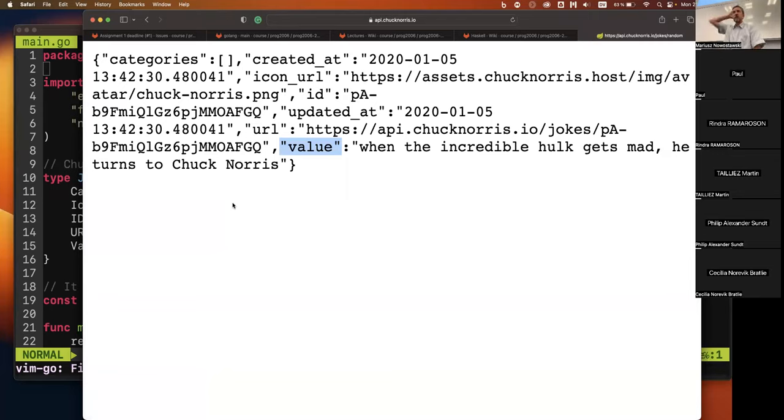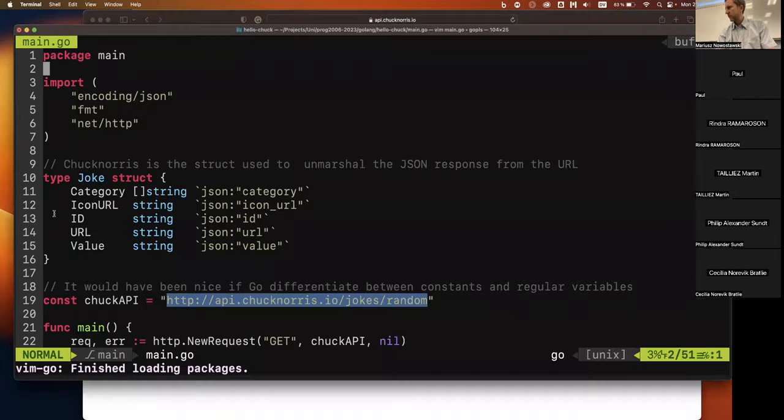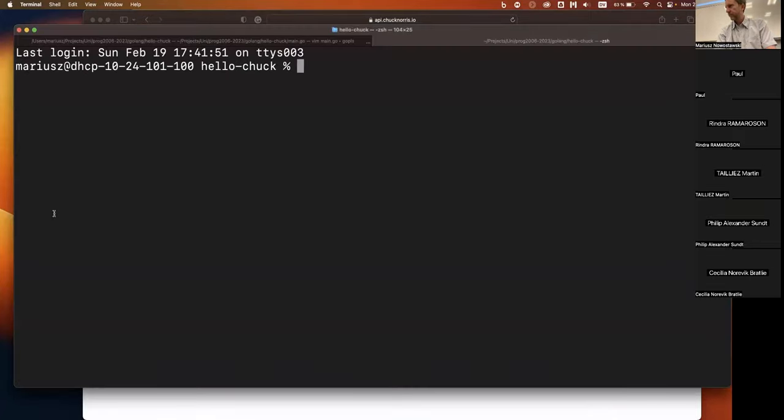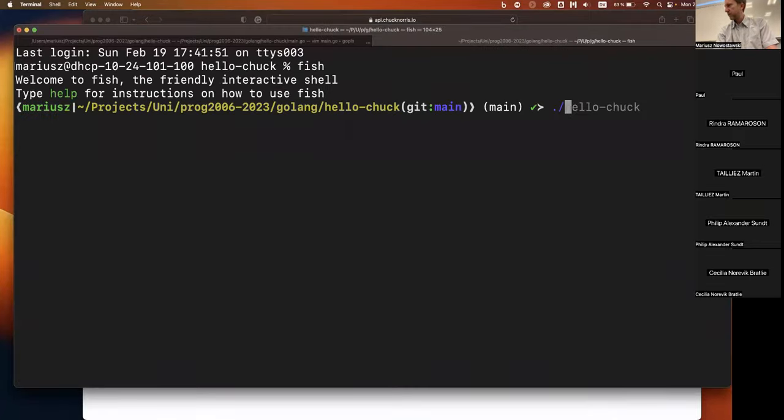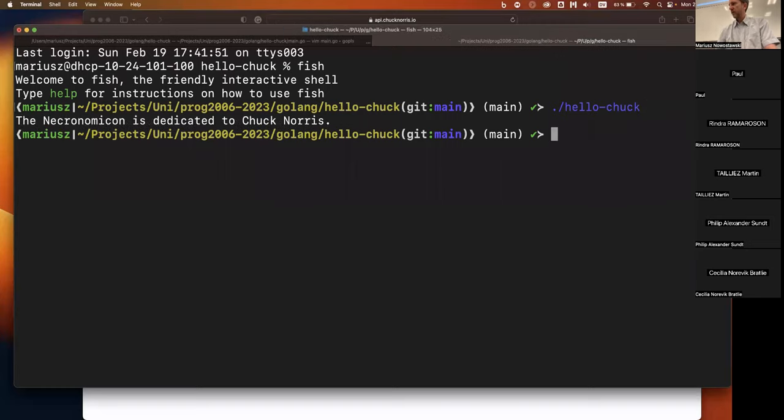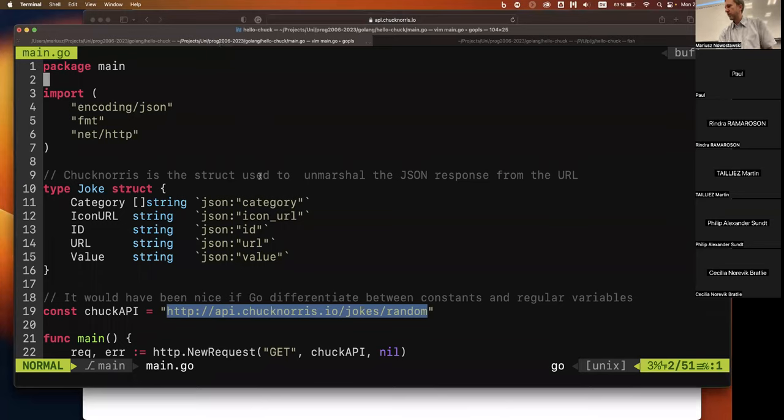So the task of the program is to make an HTTP request, get the joke, parse the JSON, and print the joke out, right? That's what this Hello Chuck program does. It goes there, fetches the joke, parses the joke, and prints it on the screen, right? So now how do we do it in Golang? In Golang, we define a container, a structure for holding the content of the JSON.